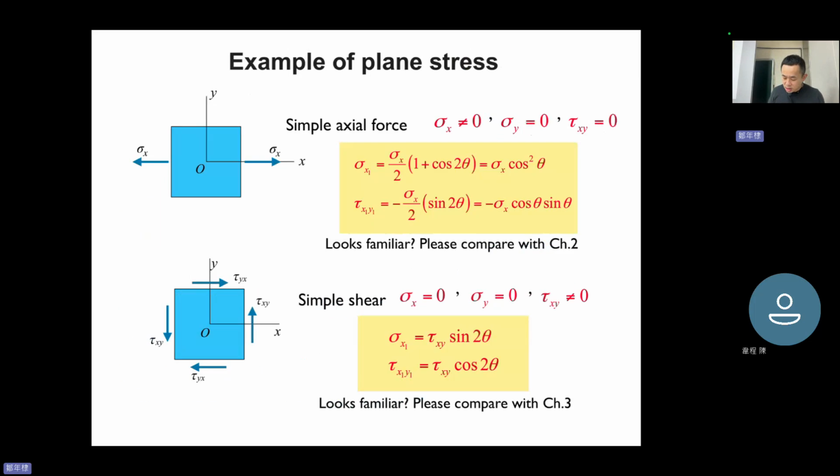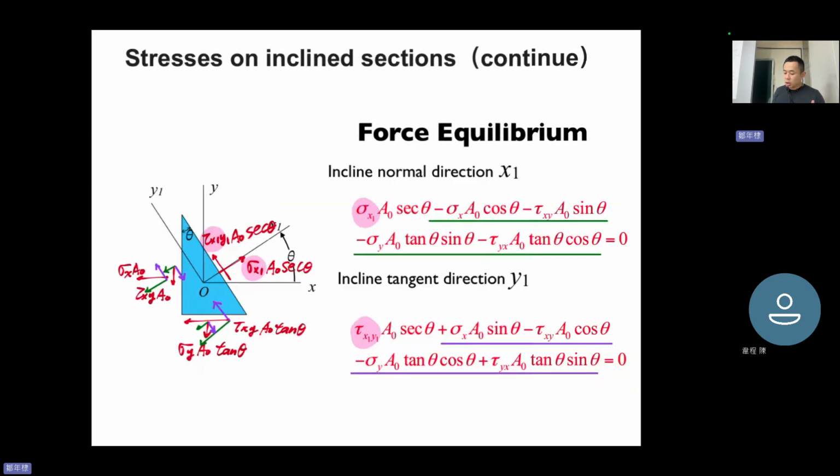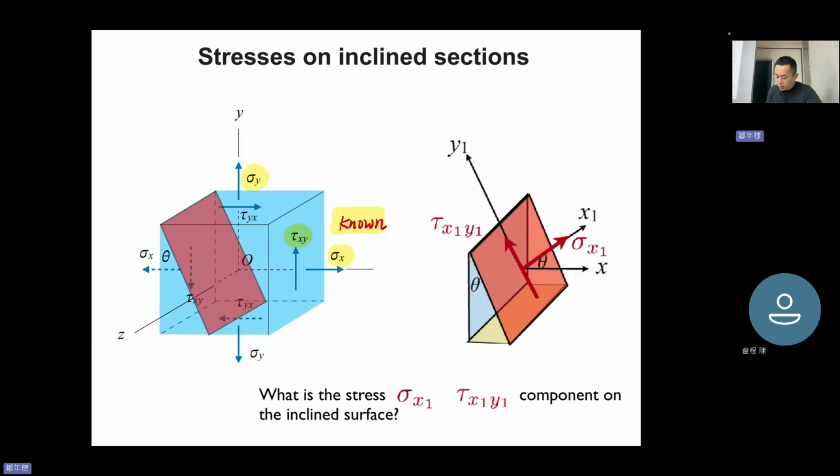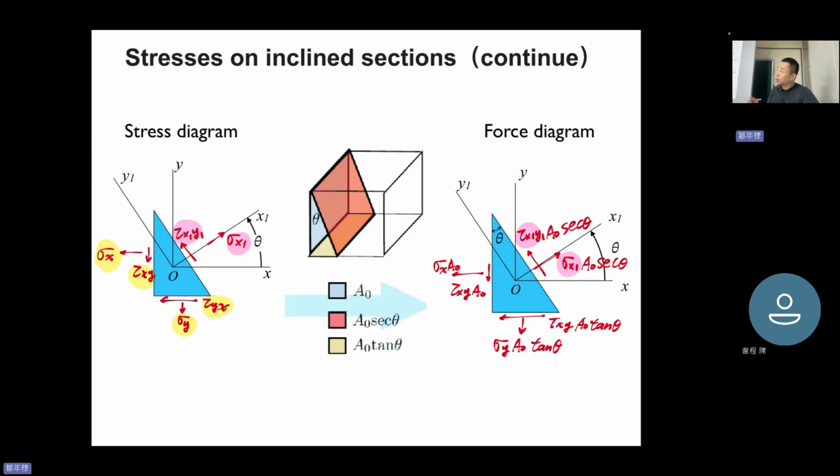And last time we talked about how we prove or how we show the relationship between the stress xy stress component to the new axis x1 and y1, and the procedure is just similar to what we learned before.